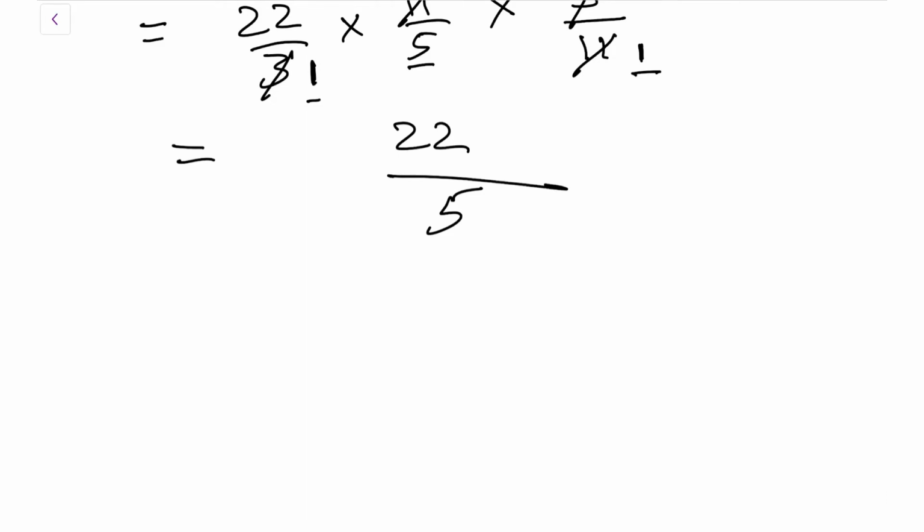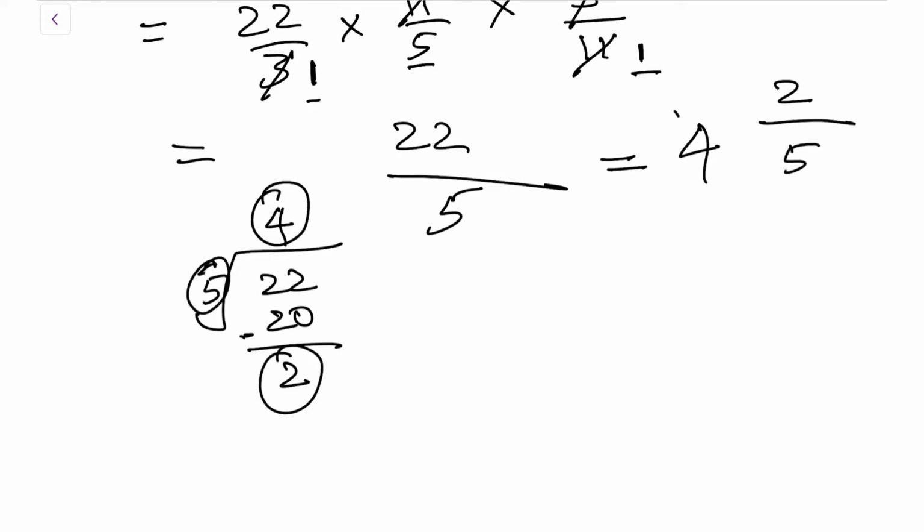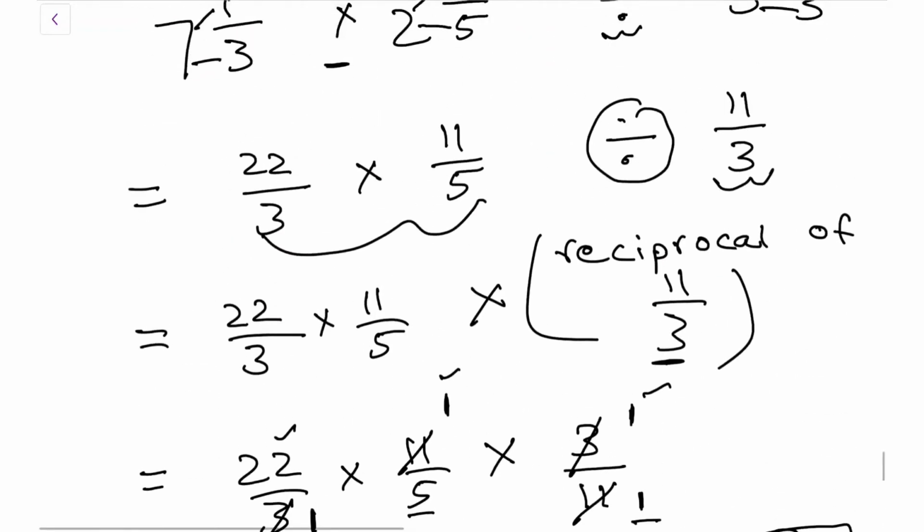If you have to do it in the simplest form, let's divide. 5 into 22, 5 4s are 20, 22 minus 20 is 2. So the whole number part is 4, the numerator becomes 2 and the denominator becomes 5. This is how you can do simplification of fractions where there is multiplication and division. All right.